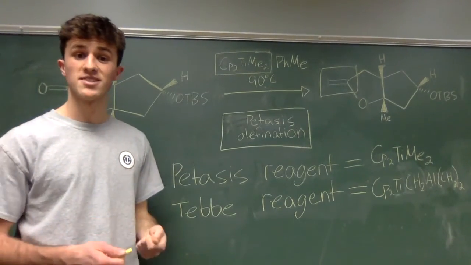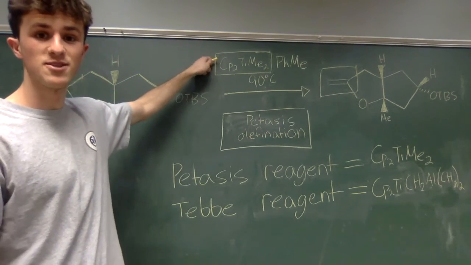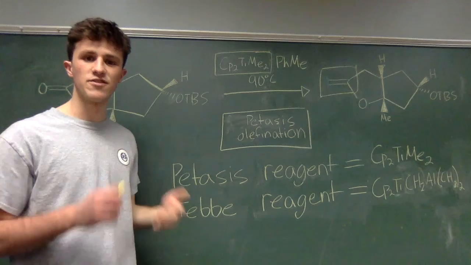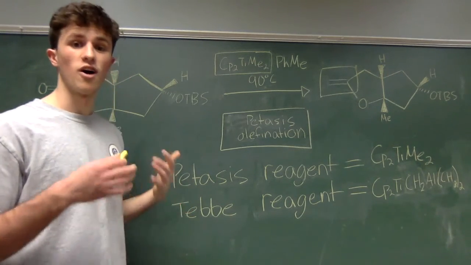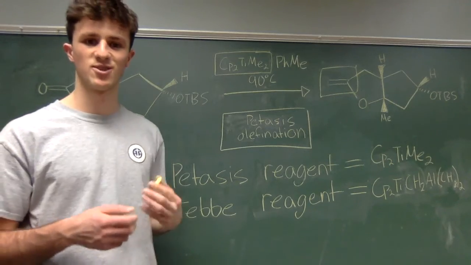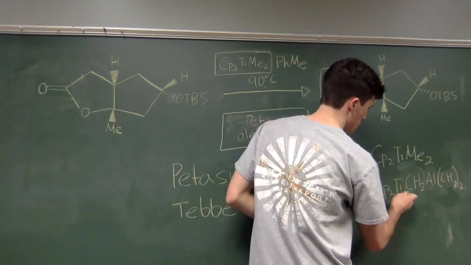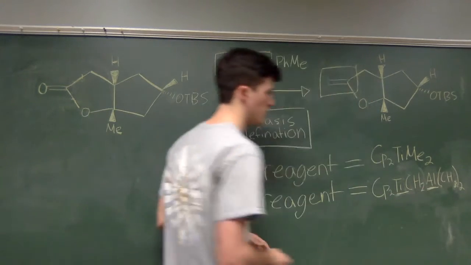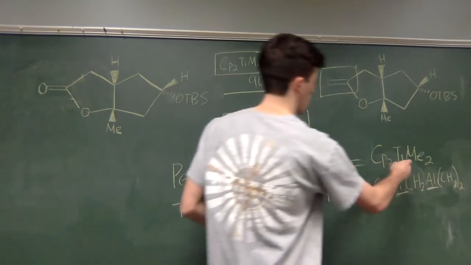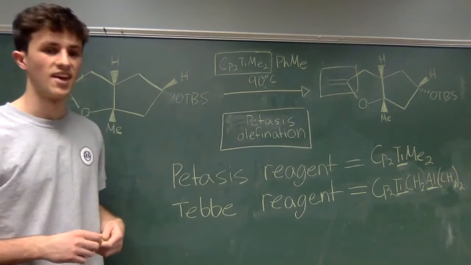This reaction is a Petasis olefination. And we know this because the Petasis reagent is Cp2TiMe2. If this were a Tebbe olefination, our reagent would have been Cp2TiCH2Al(CH3)2, and that contains our 2 metal complexes of titanium and aluminum. And then with our Petasis, we have our single metal complex with titanium.